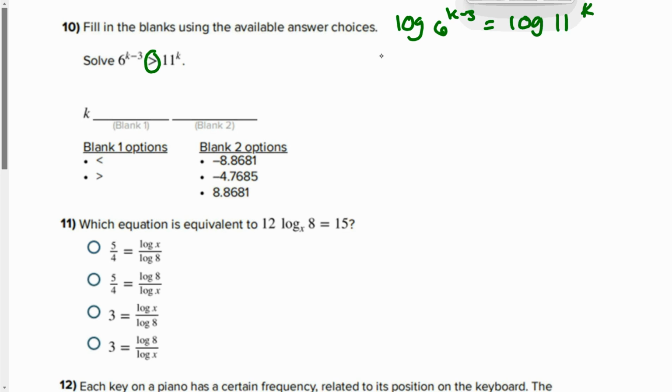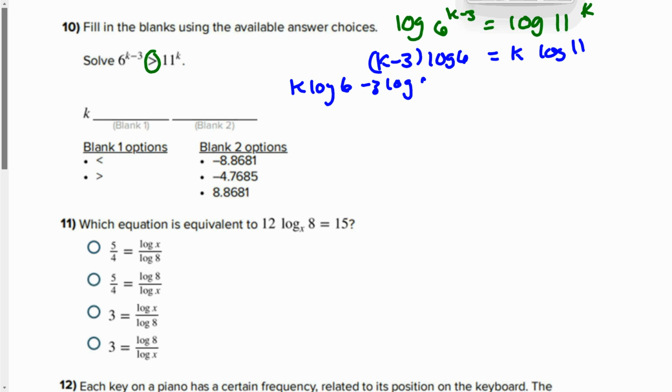So those exponents get moved out front, being multiplied by the log. Okay, distribute log of 6 to both of these, so we get k log 6 minus 3 log 6 equals k log 11. Now, depending on which side you move this onto, it doesn't really matter. That's why we need to come back and always test this.